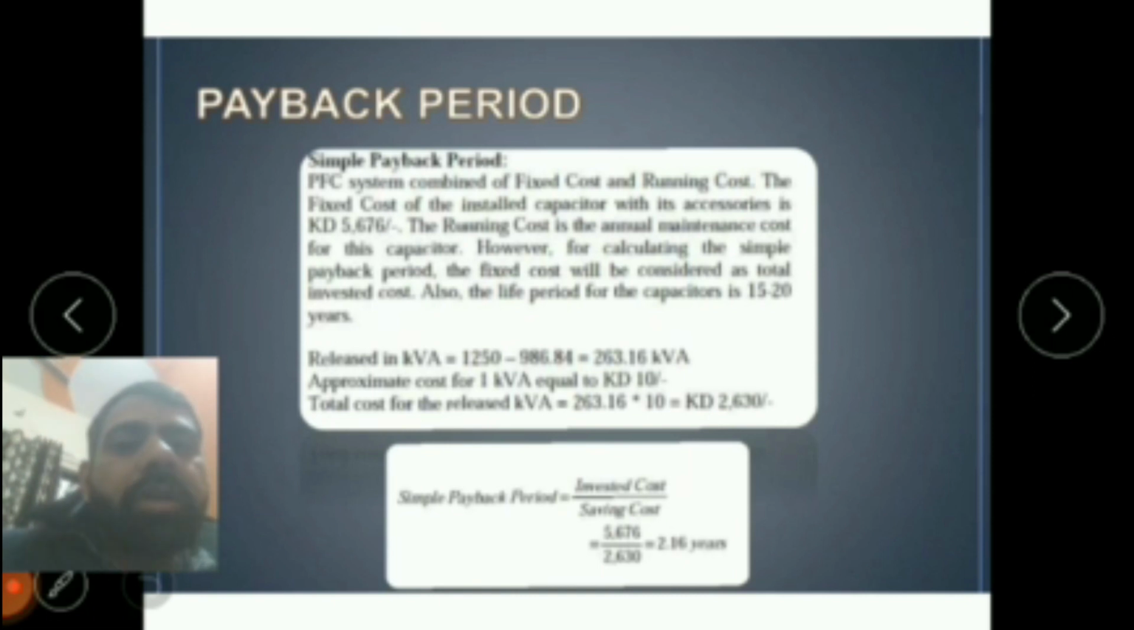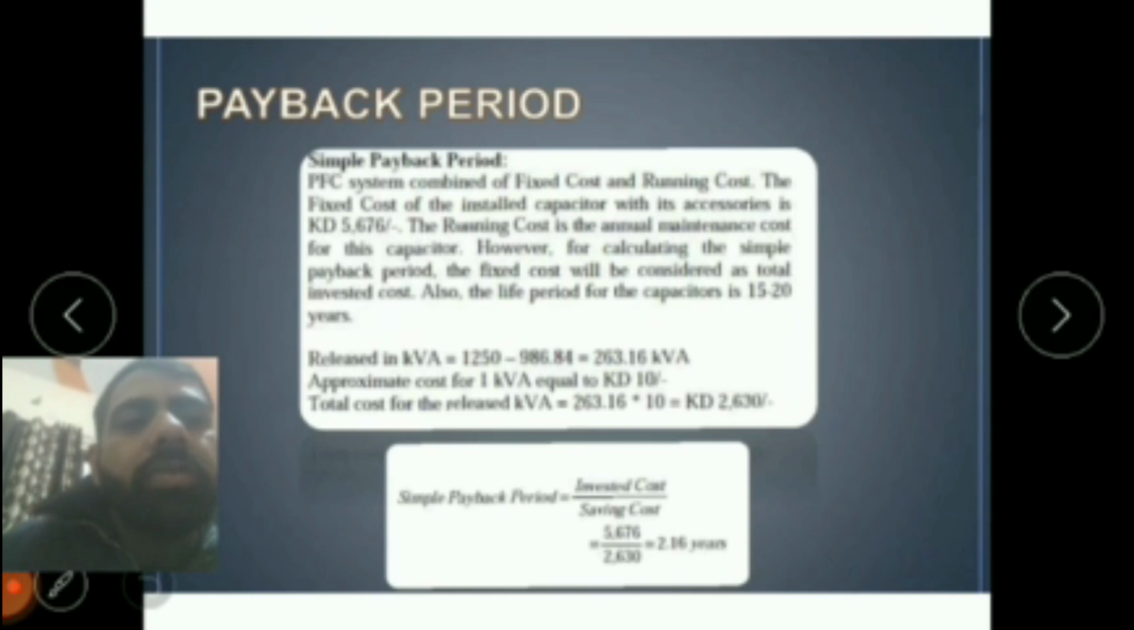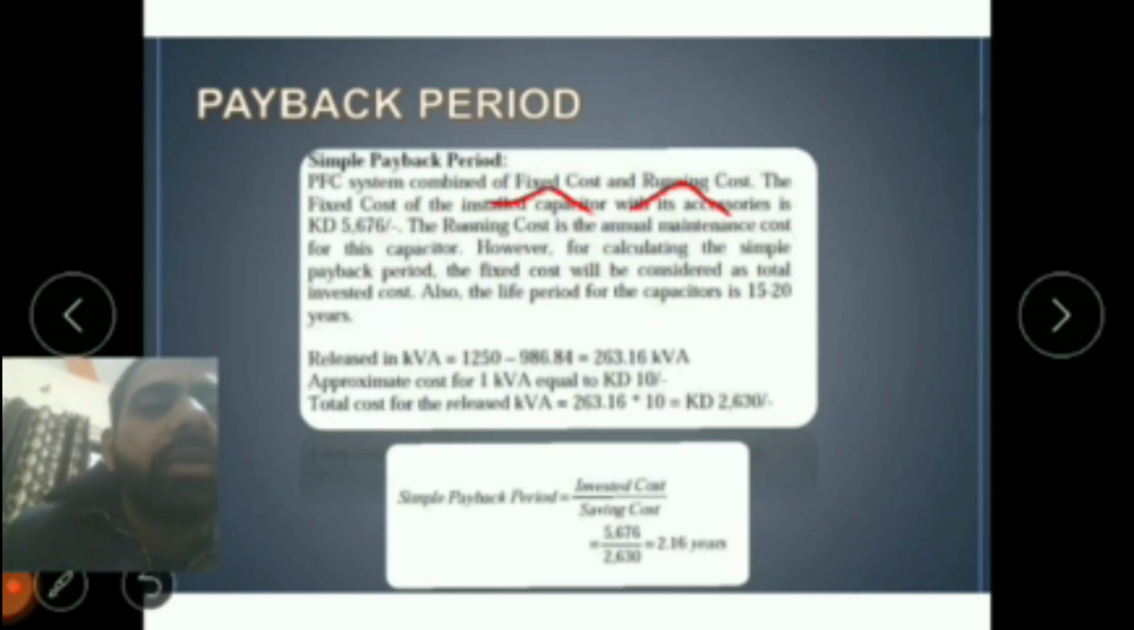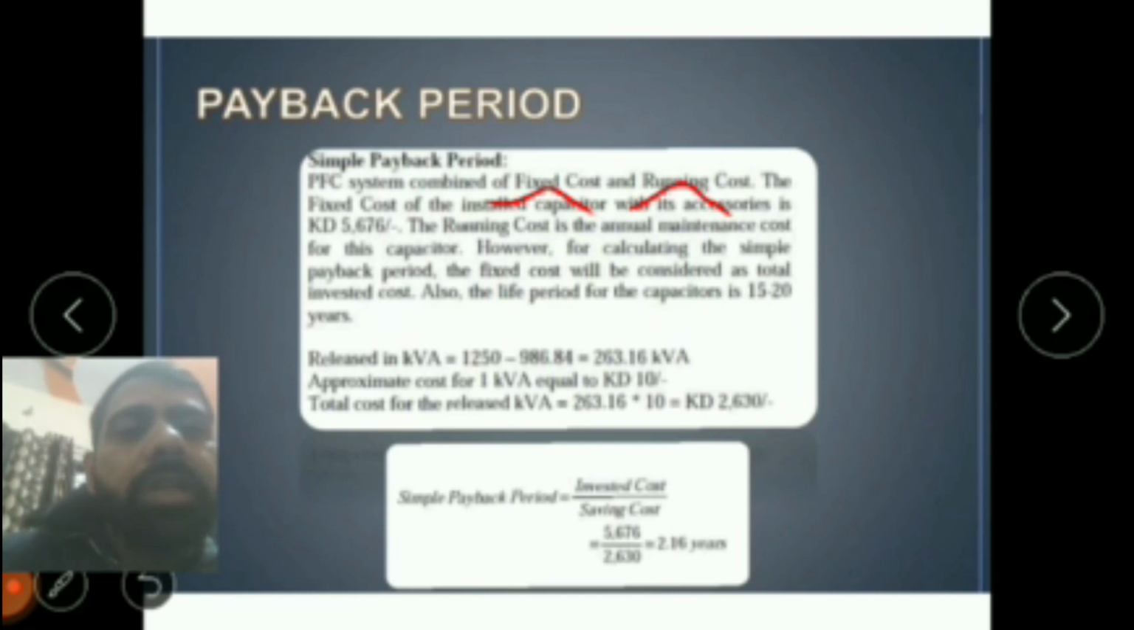If we talk about the advantages of putting this capacitor bank as a power factor correction device, a power factor correction system includes two kinds of cost. One is the fixed cost, another is the running cost. The fixed cost of installing the capacitor with accessories is around 5,676 rupees, and the running cost is the annual cost that includes the manual cost and maintenance cost for the capacitor. If we calculate the simple payback period, the total investment cost will include this fixed cost as well. The life period of the capacitor is around 15 to 20 years.